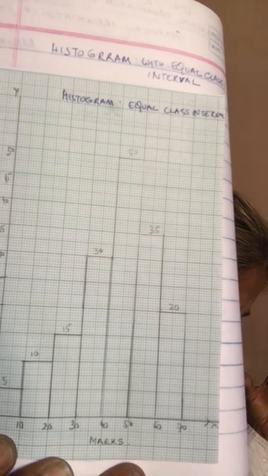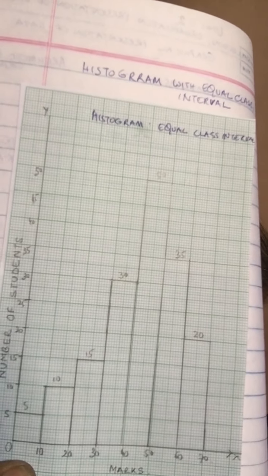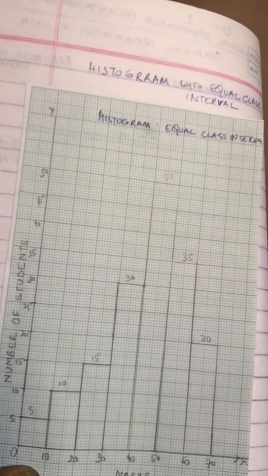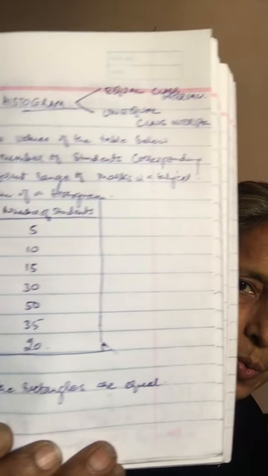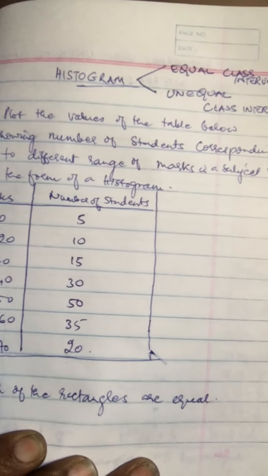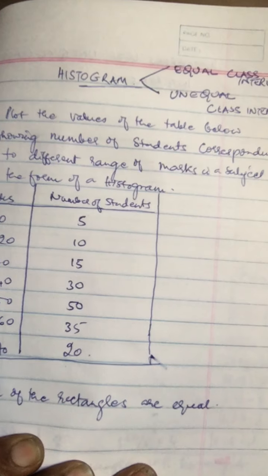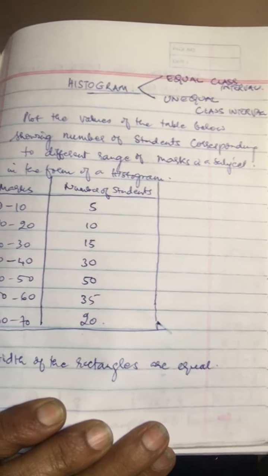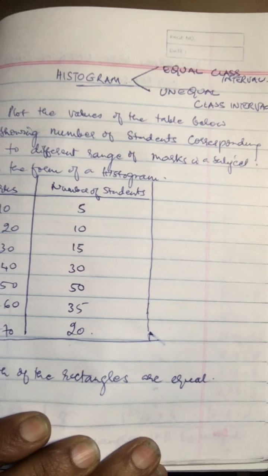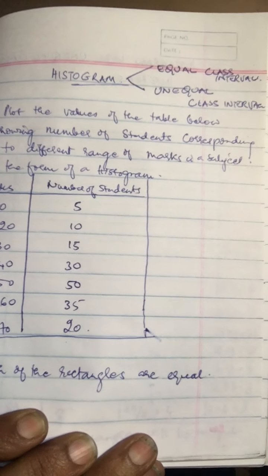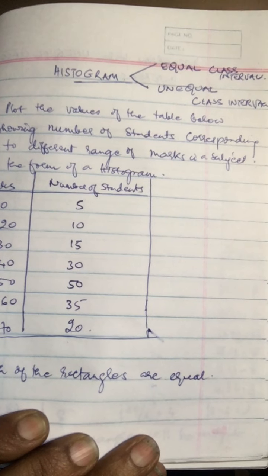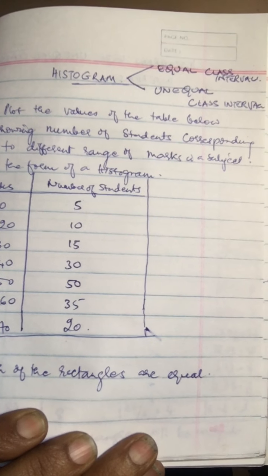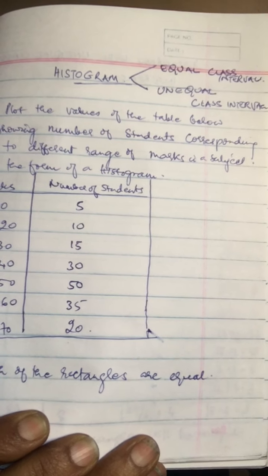Now let me just show you, let's just come to this. So histograms or frequency distributions are of two types: histograms of equal class intervals and histograms of unequal class intervals. So in this we are going to do histograms of equal class intervals. And the very fact that they are equal class intervals, what happens? The width of the diagrams will be the same.